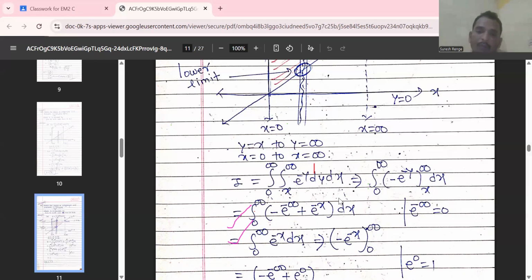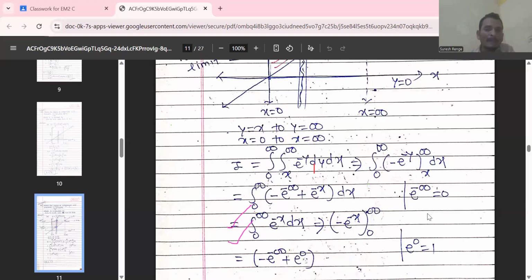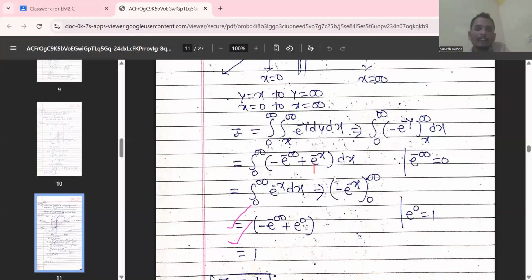What is the upper limit? Minus e raised to power minus infinity, minus minus becomes plus, upper limit minus lower limit: plus e raised to power minus x. y gets replaced by the lower limit, that is x. What is the value of e raised to power minus infinity? That is equal to 0. E raised to power minus infinity is equal to 0.